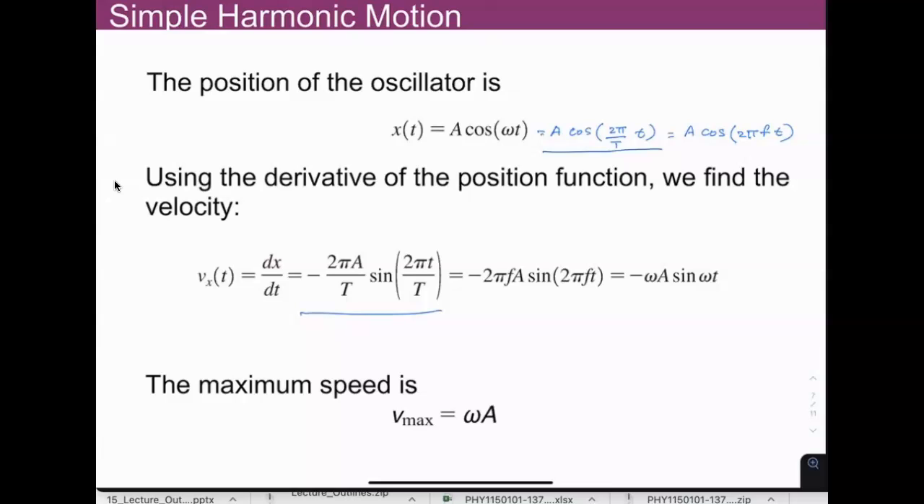And if we take the derivative of this second expression, A times the cosine of 2 pi f t, we see that the velocity is equal to minus 2 pi f A times the sine of 2 pi f t. Or it's just simply taking the derivative with respect to t of the first expression, equal to minus omega A times the sine of omega t. All three expressions are valid expressions for the velocity as a function of time.